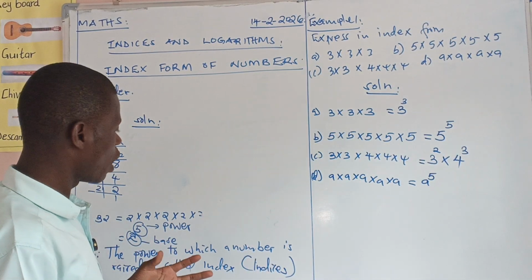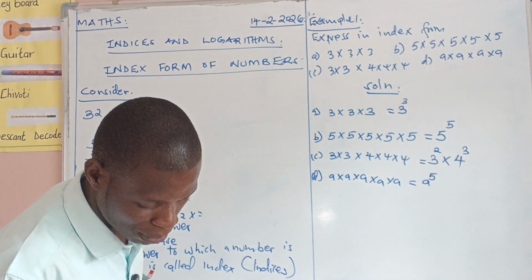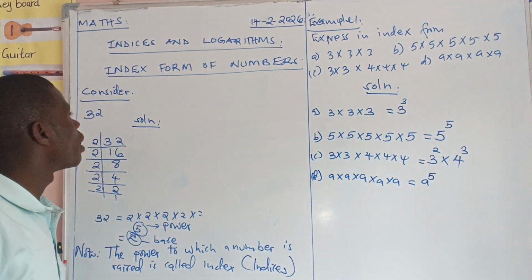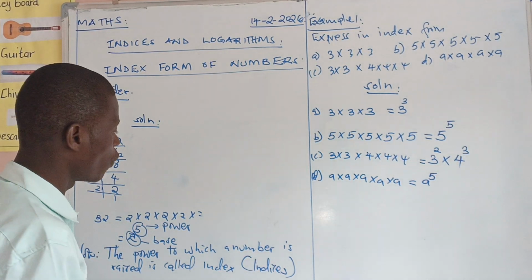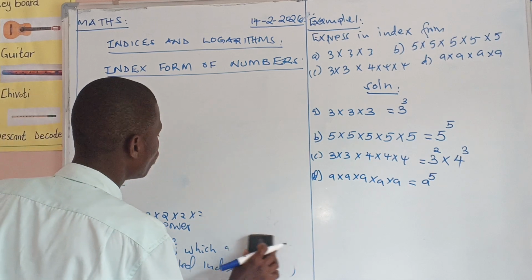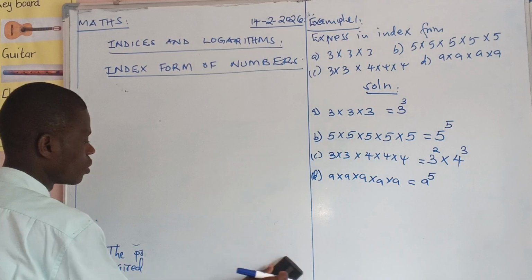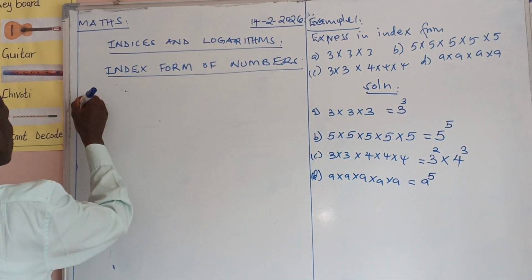So we have learned how to express a number as a product of its prime factors. Also, we have learned how to express a number in index form. Now, example 2. I want you to get this one clearly. Example 2.